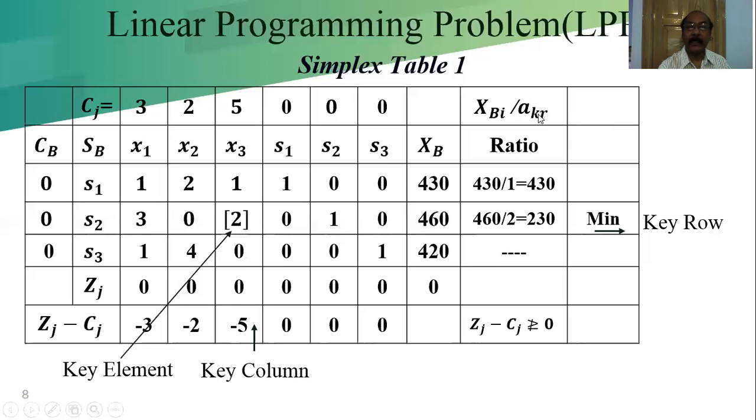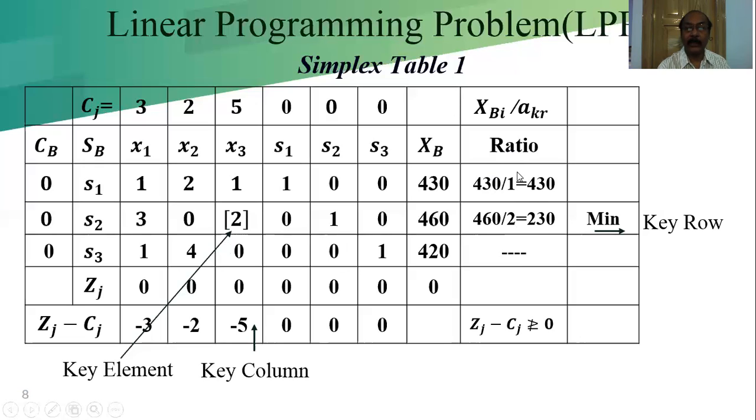In this condition, AKR must be greater than 0. When finding the ratio, AKR can never be negative or 0. The ratio can be found only for positive entries, not for 0 and negative entries. So 430 divided by 1 gives 430. 460 divided by 2 gives 230. We cannot proceed for this one because it is 0. For 0 and negative entries, we cannot find the ratio.